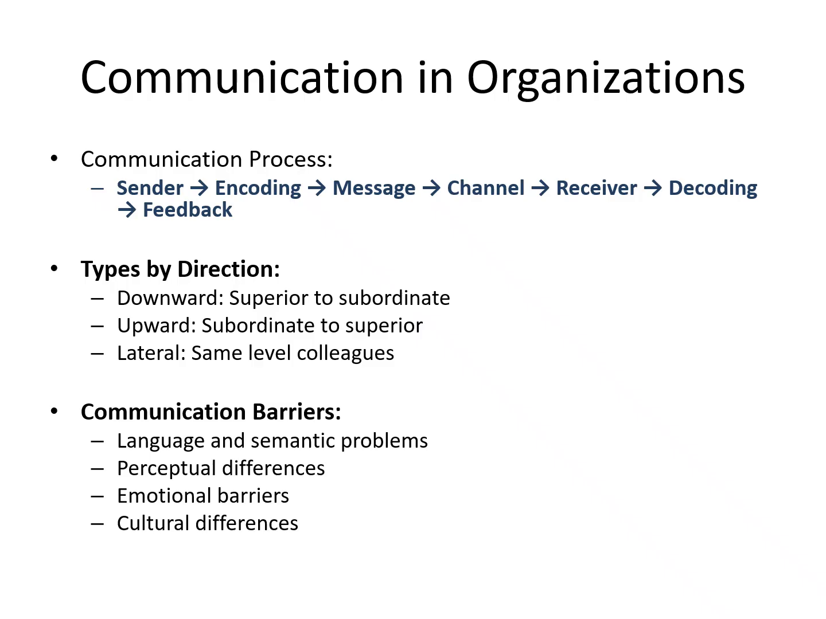Types of direction. In communication also there are types of that. Downward, superior to subordinate, that normally happens. Upward, subordinate to superior, that also normally happens. And lateral, same level colleagues. My point is, with same level colleagues there is no superior or subordinate. Both are superiors of different departments, so they can coordinate among themselves, or both are subordinates of different departments, they can coordinate among themselves.